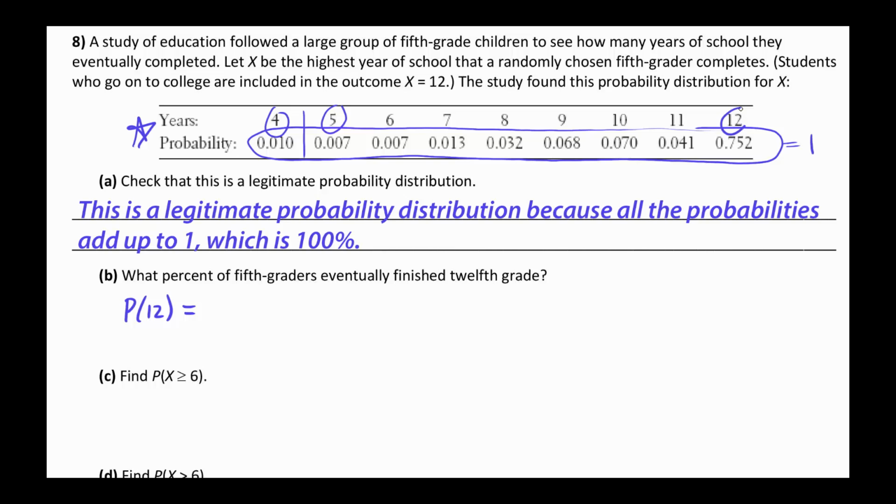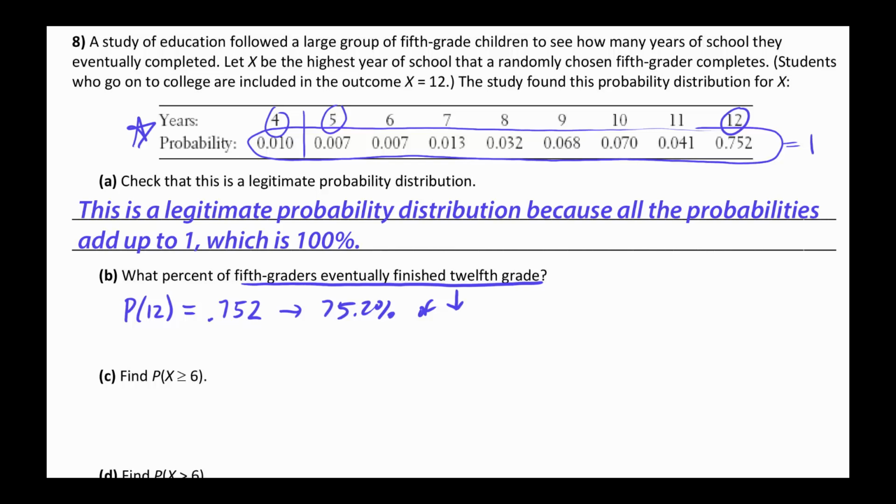So here, when I'm looking at 12, what is the P of 12 specifically? That is going to be 0.752. How many people completed 12th grade? All of these people did not complete 12th grade. We can't include them. We aren't interested in less than 12th grade. We are interested only in 12th grade itself. So that is 75.2% of 5th graders eventually finished 12th grade. I'm just going to abbreviate. You're more than welcome to do that too. Underline what you're looking for and then just put a little arrow.